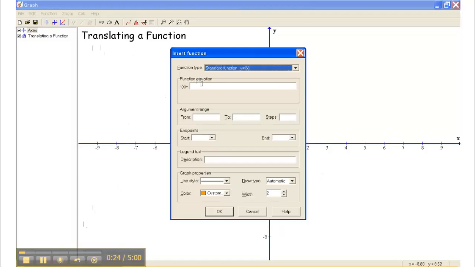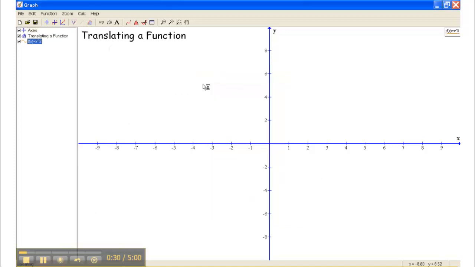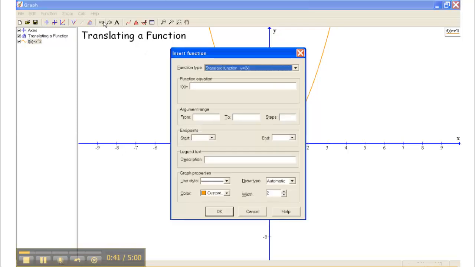So let's graph a function. Let's graph f of x equals x squared here. We know that that is a parabola, and I want to know, how do I shift this around the coordinate plane? So let's investigate. Let me graph another parabola. Let me graph this one as x minus 2, the quantity squared.